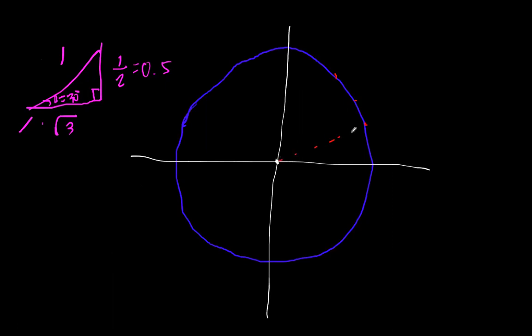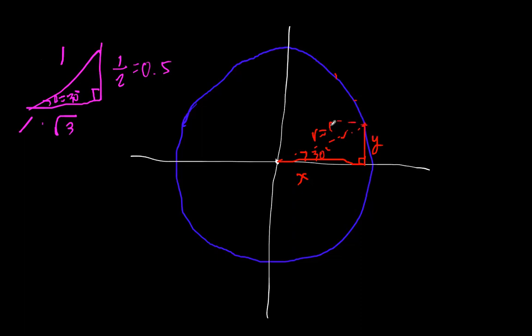Sige, re-explain ko ulit. Okay, ito yung 30 degrees natin. Diba? And our radius is equal to 1. Sabi natin, 1 yung radius niya. So, here, this is the height, and this is the base of the triangle. The base is equal to the x, and the height is equal to the y. Diba? Kasi horizontal, and this is vertical.